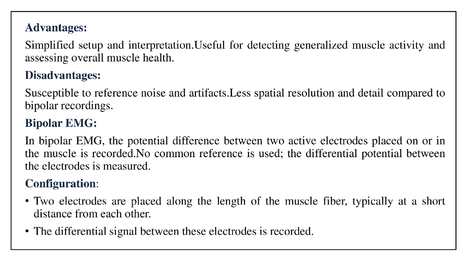Bipolar EMG. In bipolar EMG, the potential difference between two active electrodes placed on or in the muscle is recorded. No common reference is used, the differential potential between the electrodes is measured. Configuration. Two electrodes are placed along the length of the muscle fiber, typically at a short distance from each other. The differential signal between these electrodes is recorded.